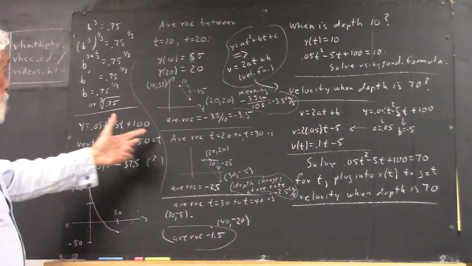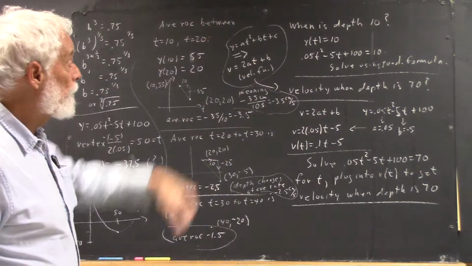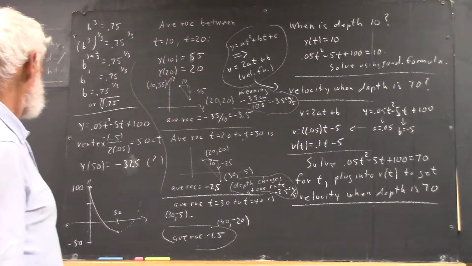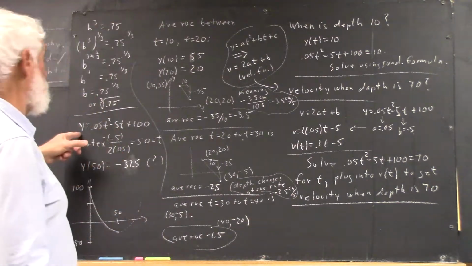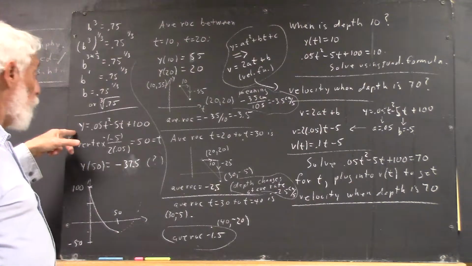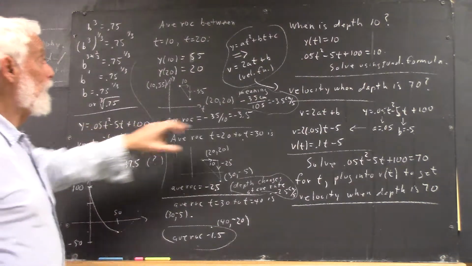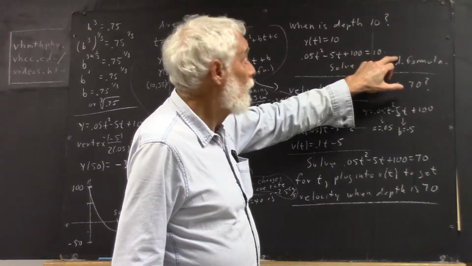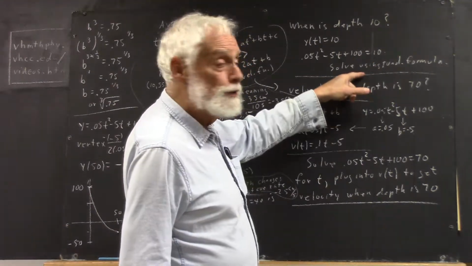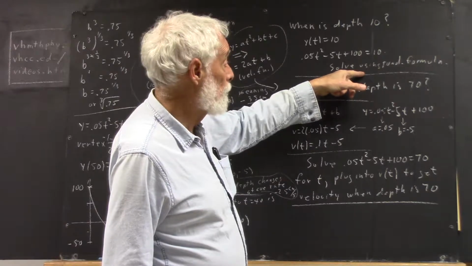Another question we could answer for this function, though, is when is the depth 10? How do we calculate when the depth is 10? Well, y is the depth. If the depth is 10, then y is 10. And if y is 10, then this expression for y of t has to be equal to 10. And this can be solved using the quadratic formula.